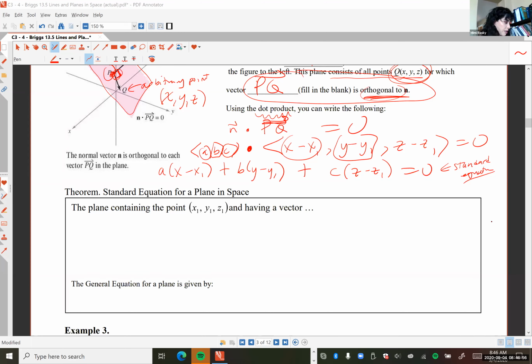Okay, so here, let's write in this blank here. Are you ready? The plane containing the point x1, y1, z1, that's the point P in the diagram above, and having a vector n which has components A, B, C, normal. So this N is normal, which is a fancy word for orthogonal. Normal is going to mean actually a lot of different things in this class, which is unfortunate because it gets confusing.